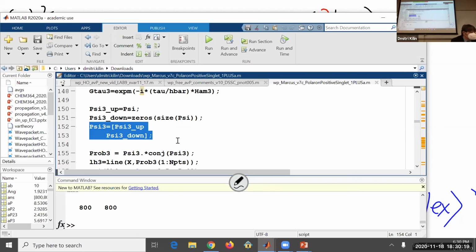It also needs to be composed of the spin up and spin down parts, right? And somewhere at the beginning we need to define the initial values. But the size of the wave function will be twice as big. Make sense?